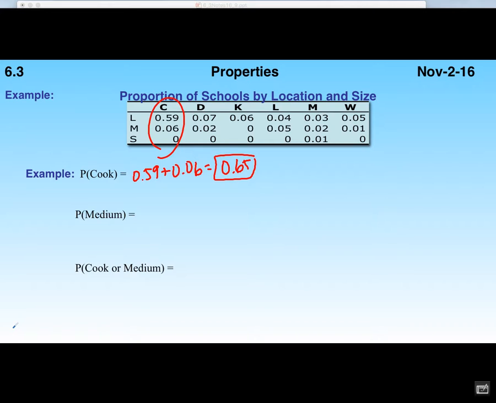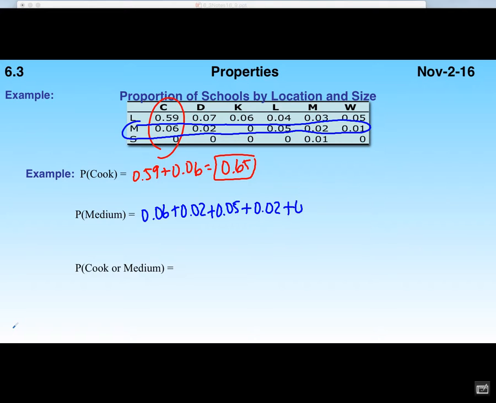Okay, probability of choosing a medium-sized school. You're going to look at this right here. So you're going to add all those up. Please show me that that's what you did. Anytime that you have a question like this where you're reading off of a table, I consider this showing work. I know that you know how to add, but you have to show me what numbers you added, and the AP test expects the same thing.